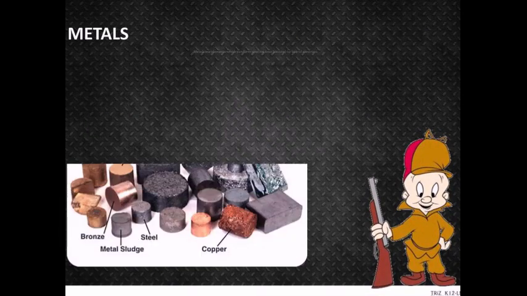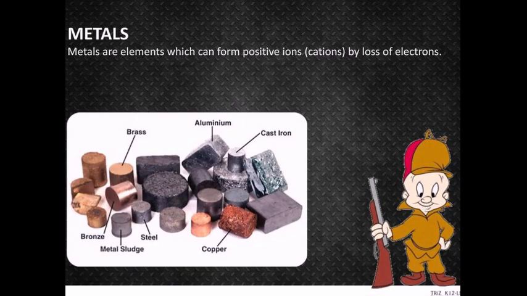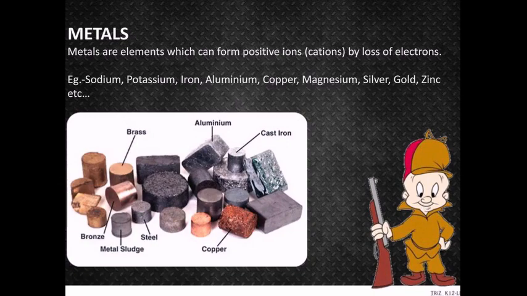Metals are elements which can form positive ions or cations by loss of electrons. Example: sodium, potassium, iron, aluminium, copper, magnesium, silver, gold, zinc, etc.